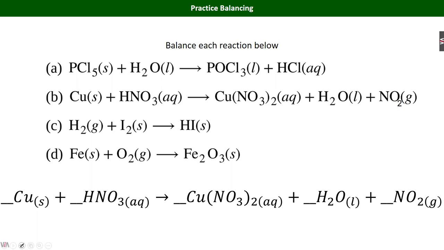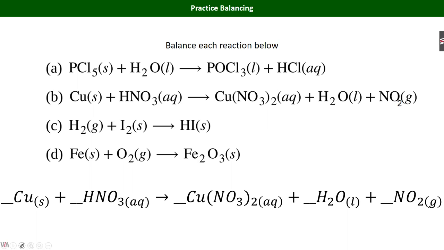Why? Two times three is six, seven, eight, nine, ten oxygens now. Oxygens only show up in one place over here, right? So yeah, you're exactly right. Our oxygens have to be a multiple of three as well. So we got a lot of different constraints here. So you almost have to guess and check a little bit.